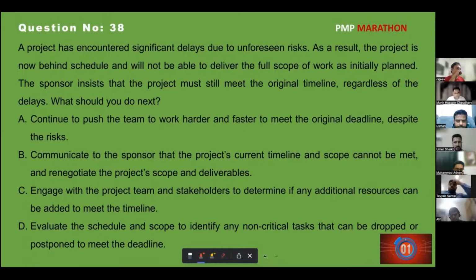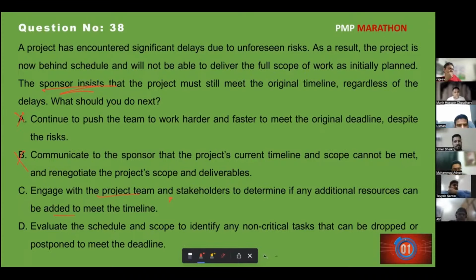Okay, the project has encountered significant delays. So let's evaluate the question here. What are the options we can do? Continue to push the team, I cannot do that. Communicate the current timeline, I cannot do that. I will get fired. He categorically said he insists, so how can you put A and B? They have no scenario here. Engage with the team, and see if any additional resources can be added.